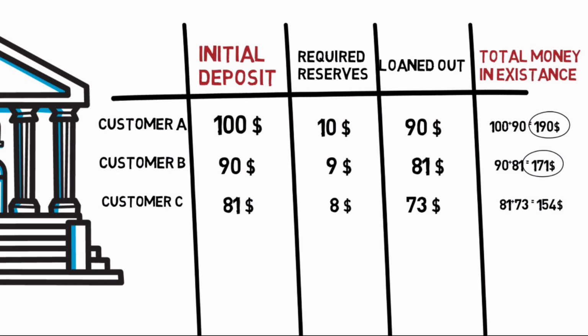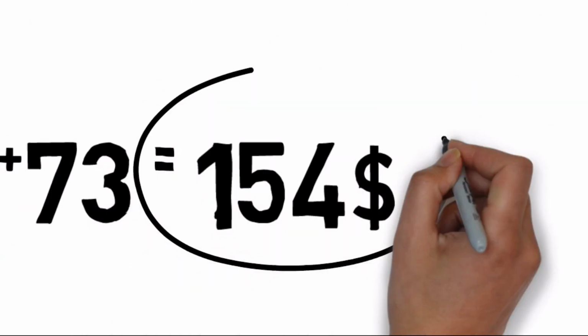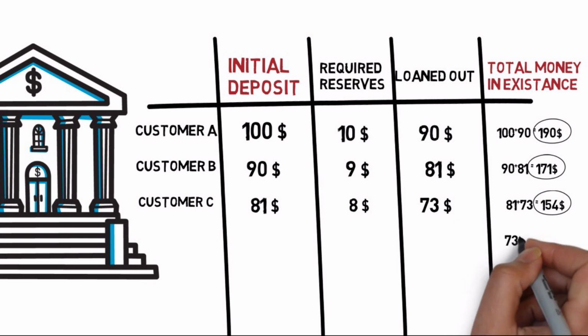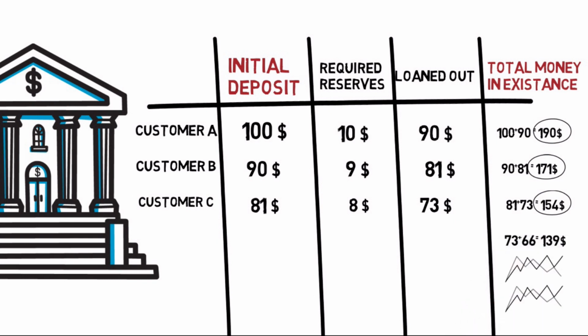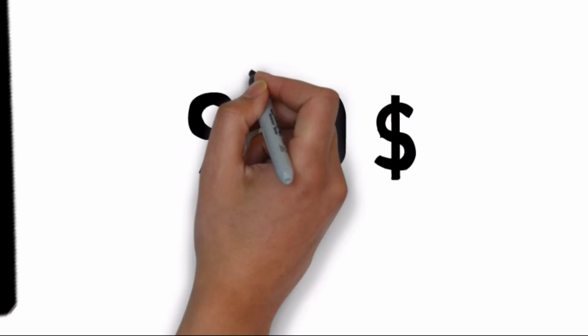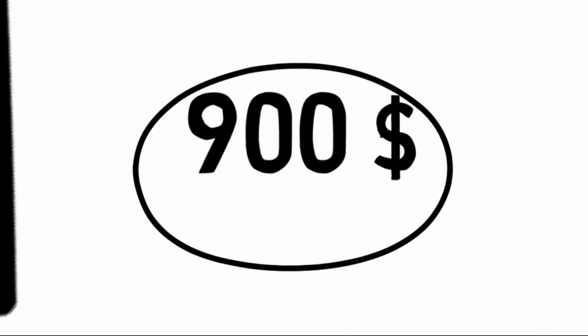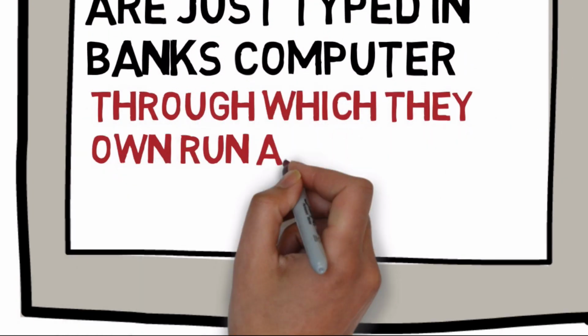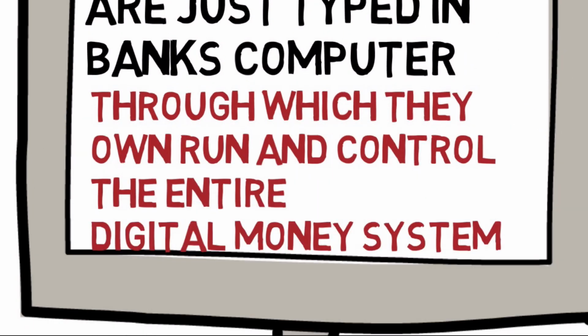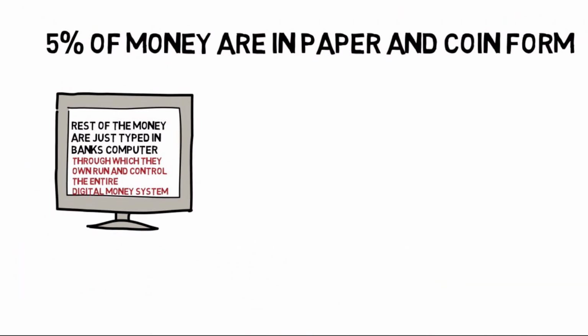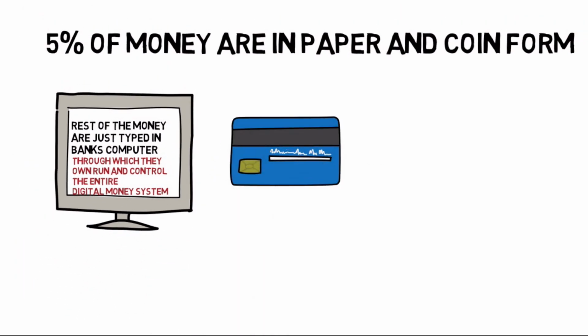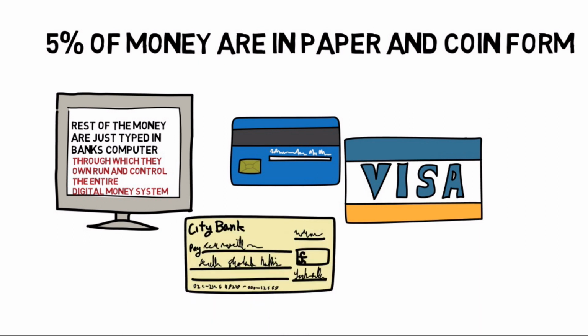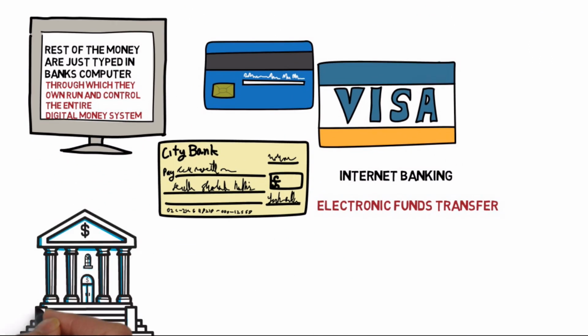It should be noticed that all banks are controlled by the same central banking system. Now, what happens is that the initial deposit of $100, after circulating in many banks which are part of the same banking system, creates $900 of new money. In most countries, only 5% of the money is in paper and coin form. The other 95% is in banks' computers, through which they own, run, and control the entire digital money system. They use other methods likewise, such as credit cards, electronic fund transfer, and internet banking. In fact, they turn the money into digital form.